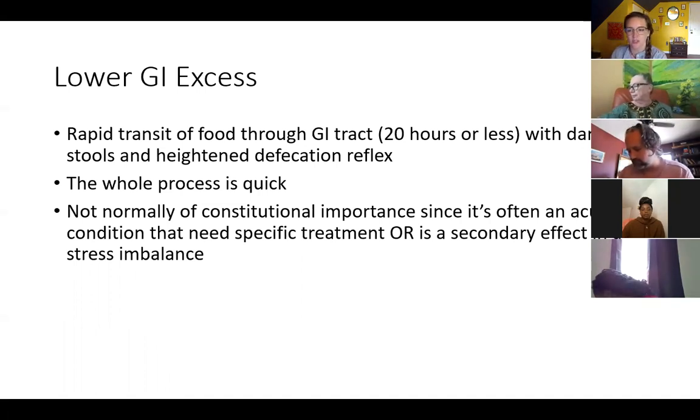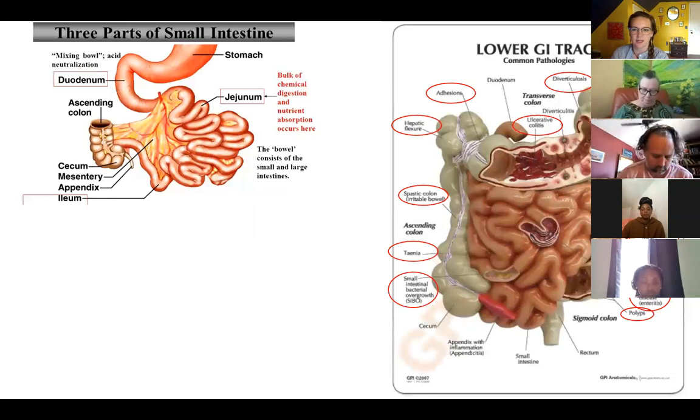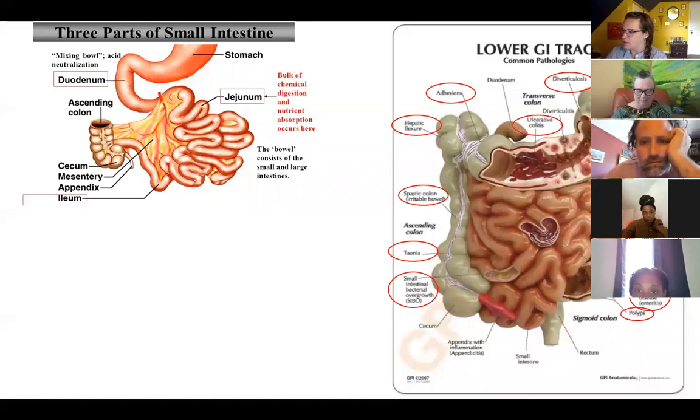So it's not like certain constitutions are going to struggle with this more than others, but it is something to be aware of. Oh, and here's the parts of the small intestine that we were talking about. I just like pictures, so I added these in here. When I first saw this great picture on the right, I hadn't looked at the words yet, and I was like, wow, this GI system is messed up. And then I was like, oh, it's common pathologies. So this person has every single pathology this picture does. So I circled the issues that can go wrong down there.